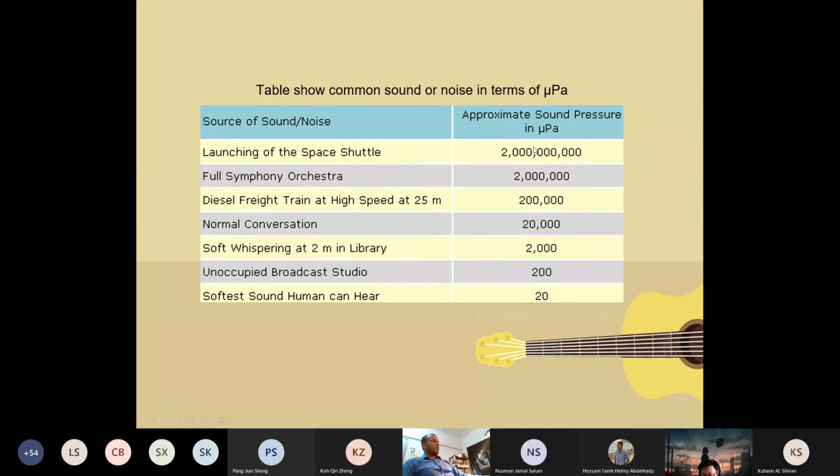So this table shows common sounds and noise in terms of micropascal. This is the source, and this is how many micropascal. This is the sound pressure, the unit of sound pressure. Of course, this one is the biggest one. This one is the soft sound a human can hear, so 20 micropascal, which we mentioned already, up to 20,000. Normal conversation, like I'm talking now, has a sound pressure of about 20,000 micropascal.